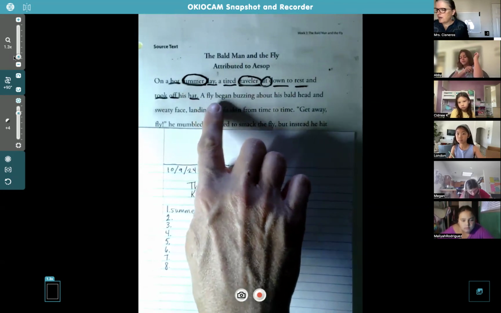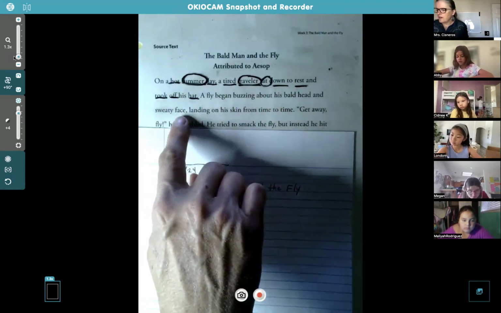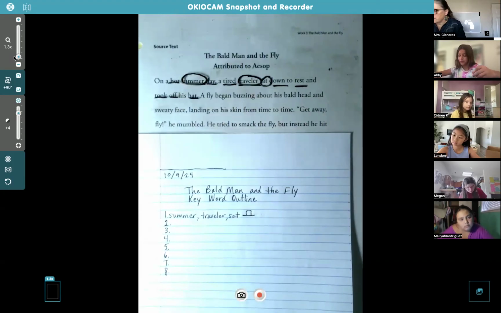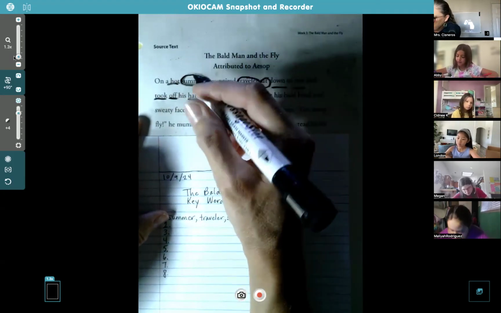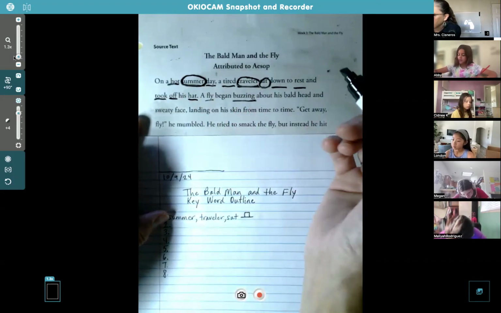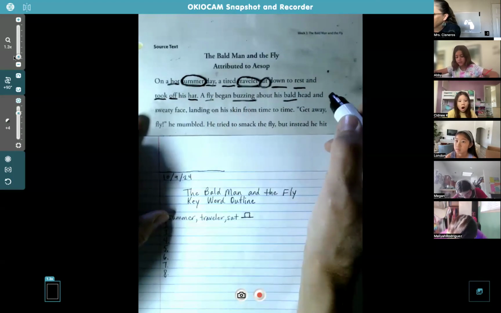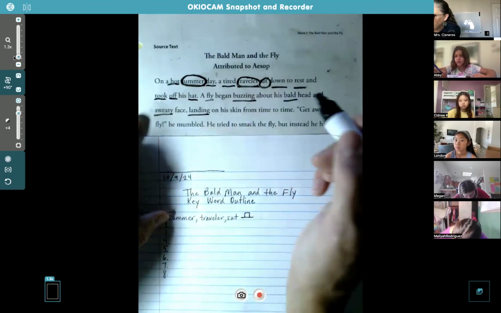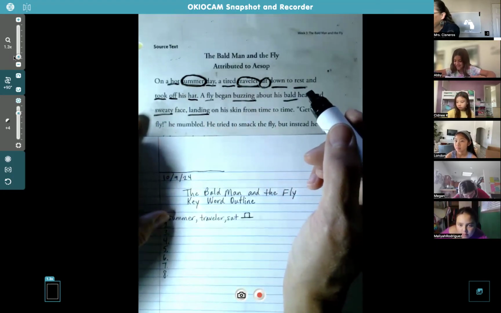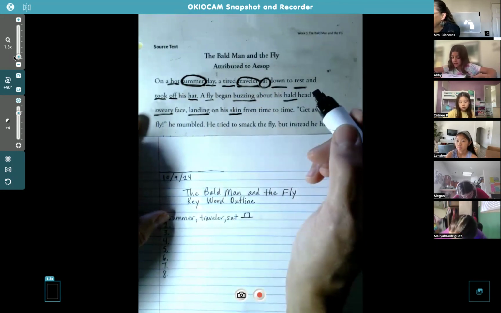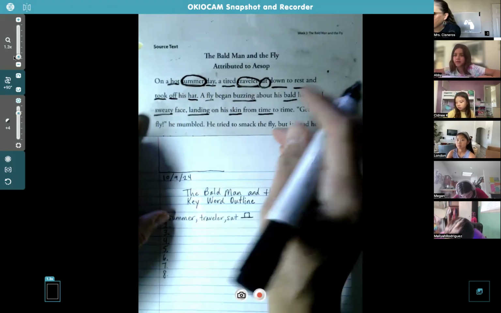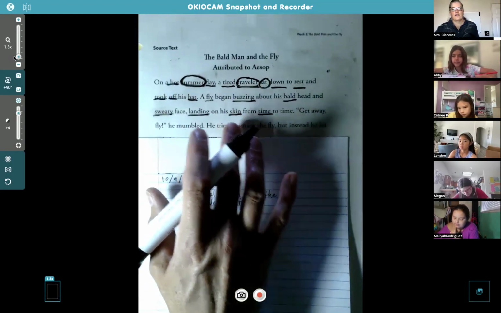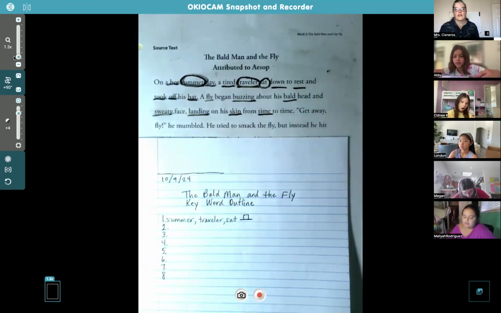It says, a fly began buzzing about his bald head and sweaty face, landing on his skin from time to time. So what are all the keywords in that sentence? Fly. Good. Buzzing. Yes. Bald. Yes. Sweaty. Yes. Landing. I hear a duck in the background there. Yeah, we have ducks. Cute. Landing, skin, and time. Ooh, I like those. And there's a couple others that are good keywords, but I like what you chose. Those are good. And if you underline face and words like that, that's okay too.